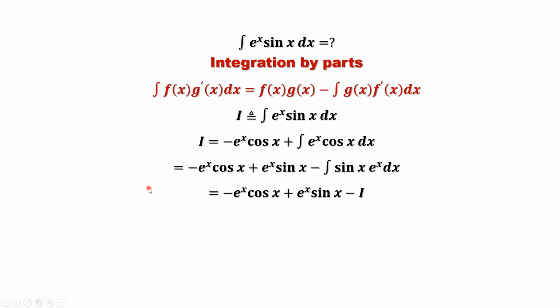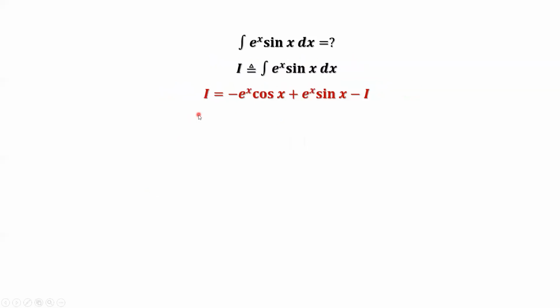Move to the next page. We have this. I equals negative e to the power x times cosine x plus e to the power x times sine of x minus I. What is the question? The question is, we want to find the value of this integral. This means we need to find the value of I. Can we find I from this equation?